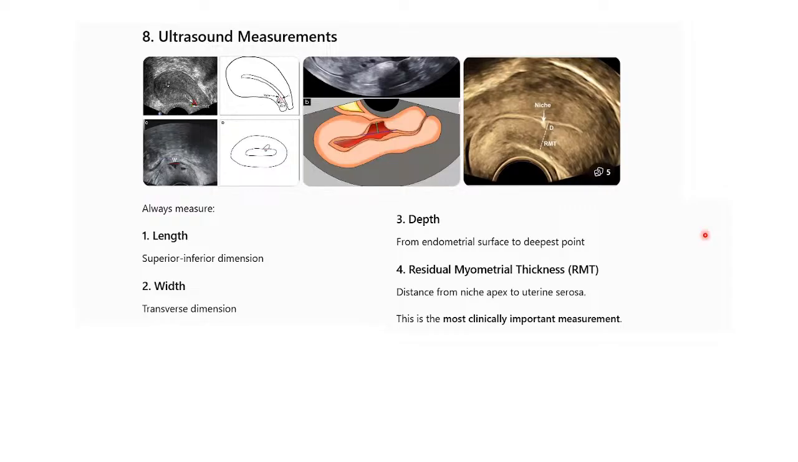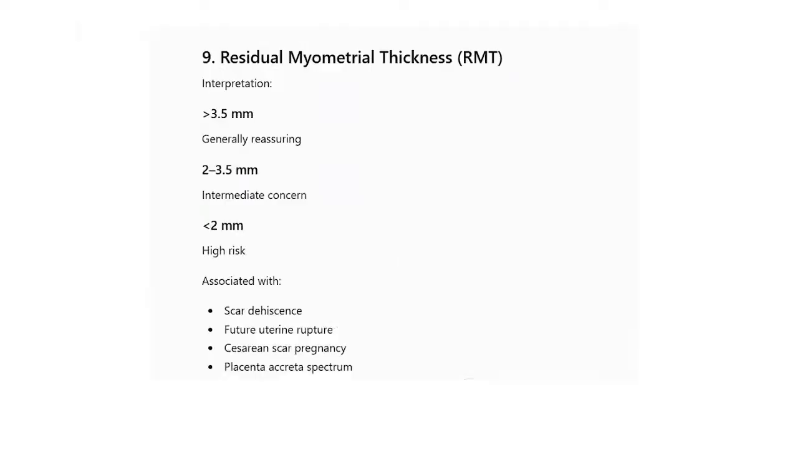So the residual myometrial thickness, you must measure that one. The residual myometrial thickness is the distance from the niche apex to the uterine serosa. This is the most clinically important measurement. You see, guys, this tiny thin area is the one that I'm talking about that you are supposed to measure. This is the most critical.